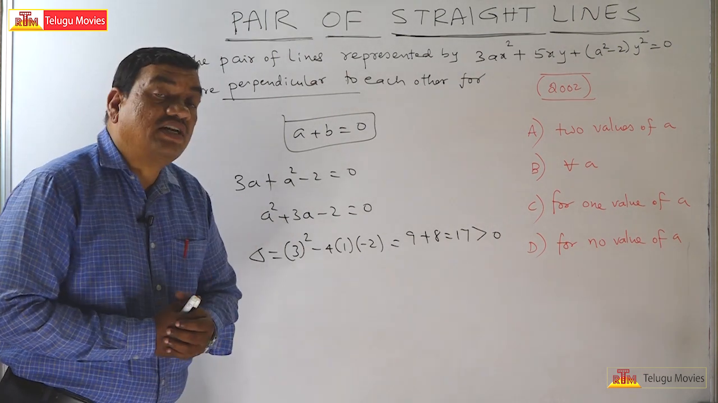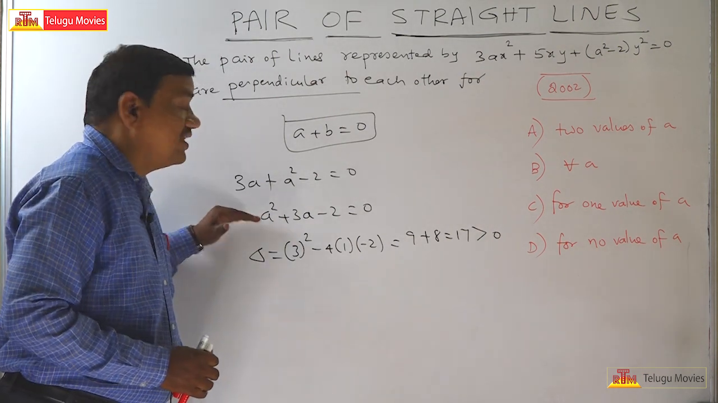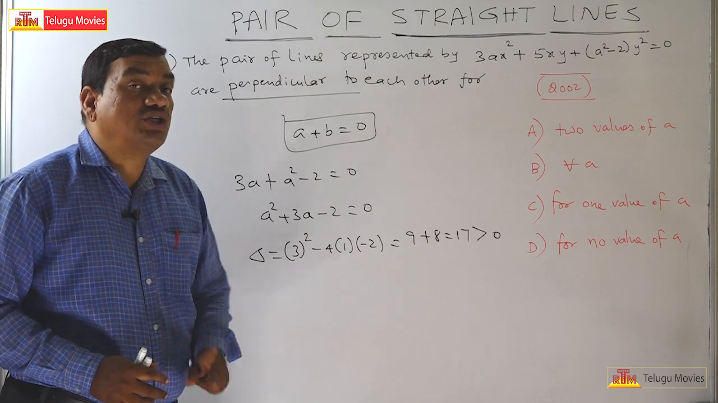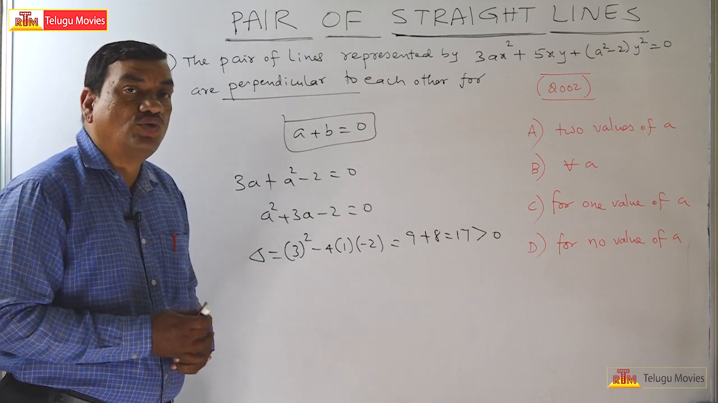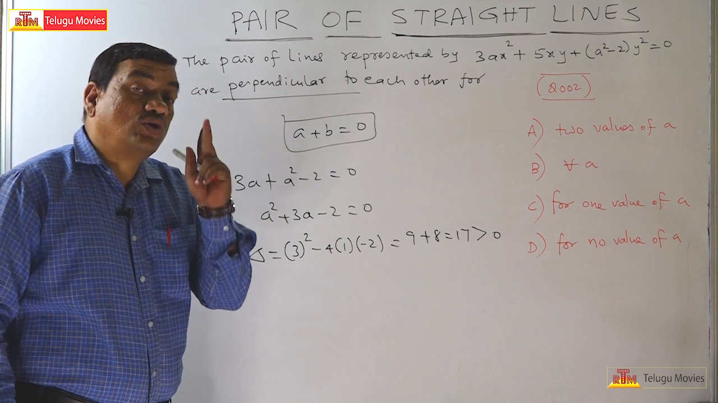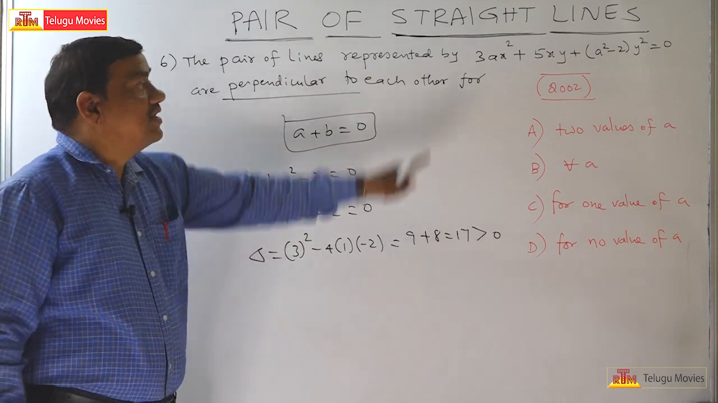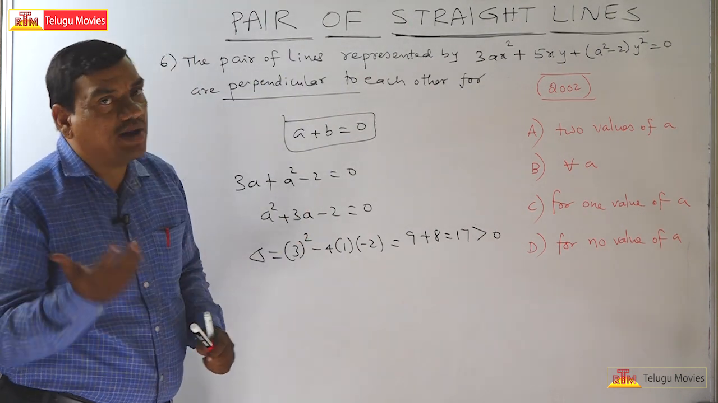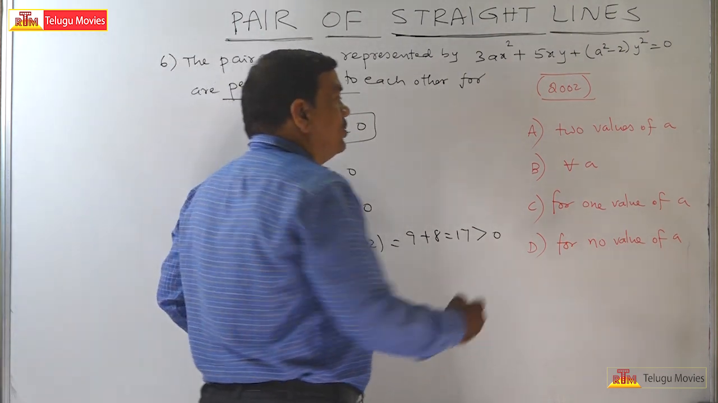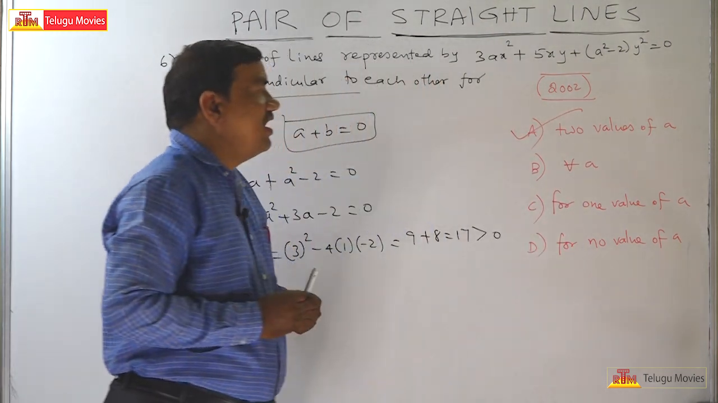So 17 greater than 0 means what? This quadratic equation will have two distinct roots. Therefore, for two values of a, the given pair of lines are perpendicular to each other. Therefore, your answer is option A, the correct answer.